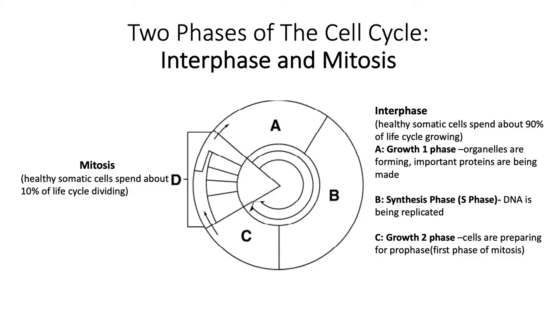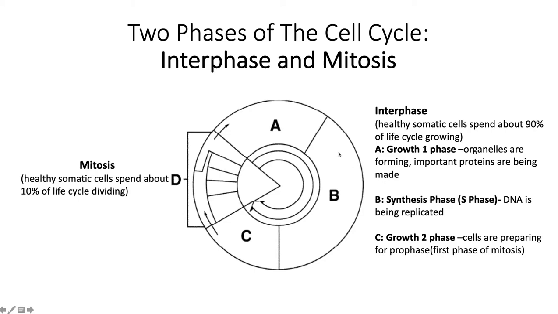They're growing. And interphase is divided into three different phases. And A, depicted here, that would be growth 1 phase. So growth 1 phase, that's where organelles are forming and important proteins are being made. Certainly lots of enzymes that are needed for the next phase, which is S phase or synthesis phase. In synthesis phase, DNA is being replicated, it's being copied.